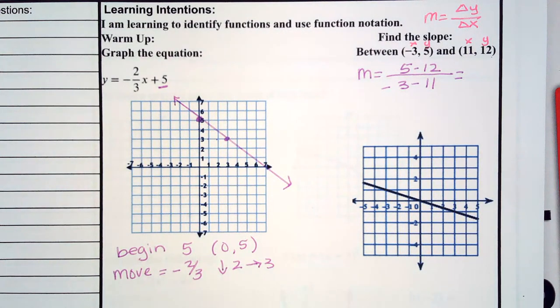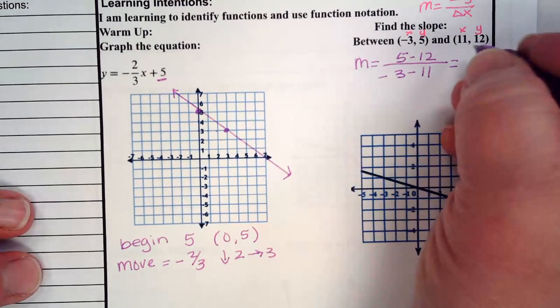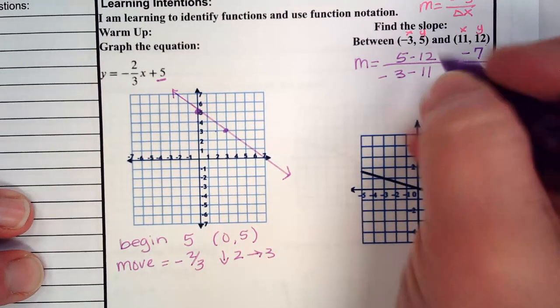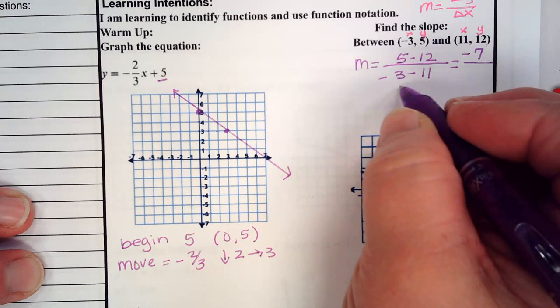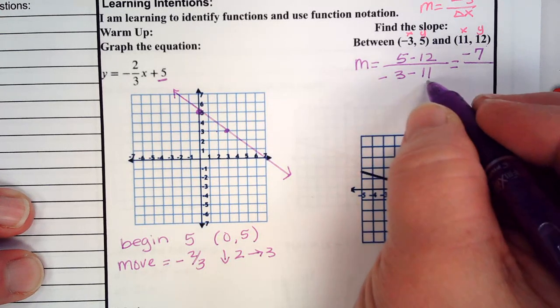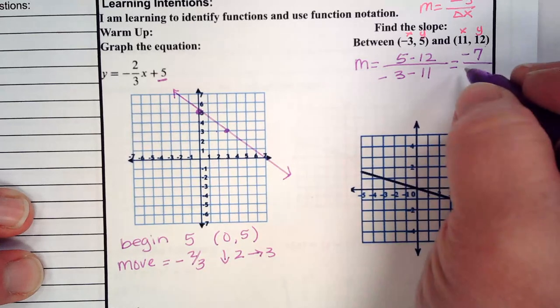5 minus 12 is negative 7. Negative 3 minus 11 more. They're both negative, so I add them together. 3 plus 11 is 14, and it is negative.